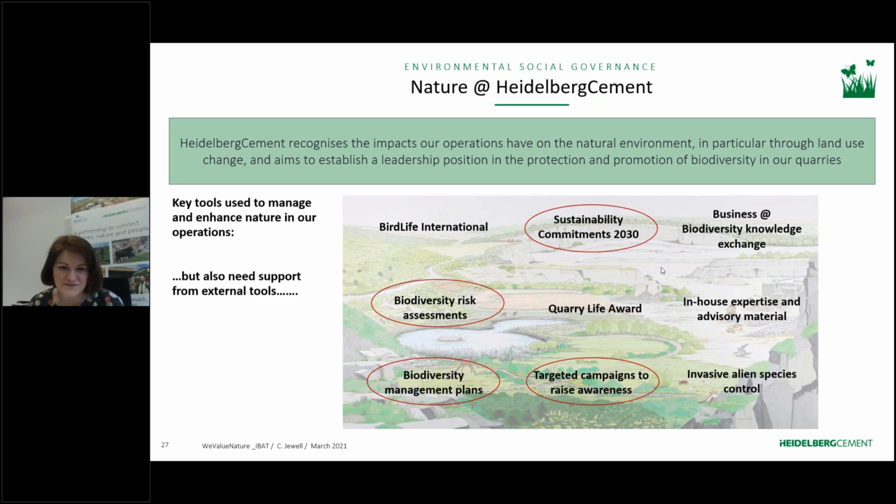Now, the ones that are ringed, we need help with these. We need tools to help us. And our tool of choice really is IBAT.